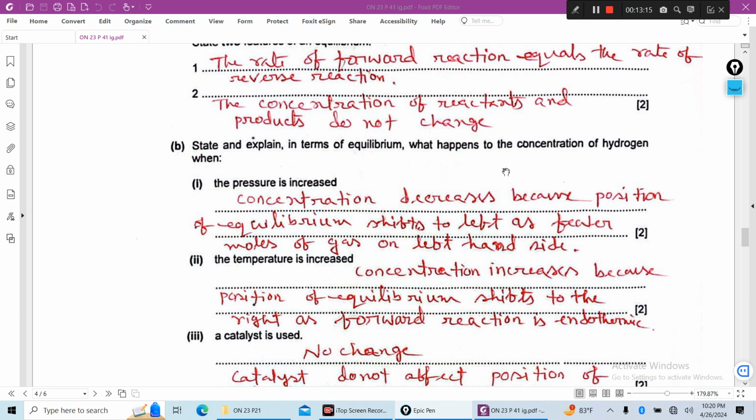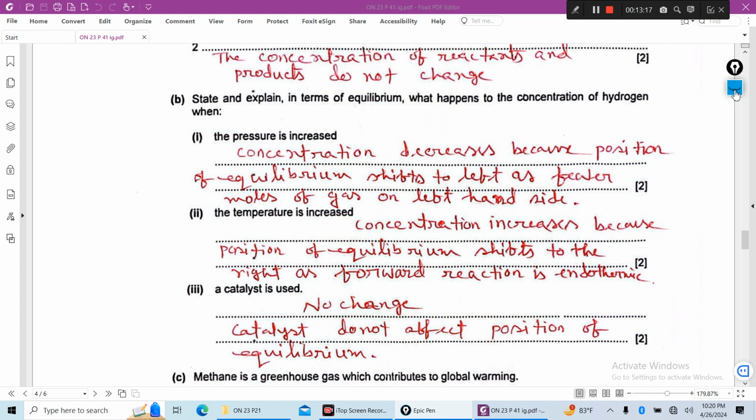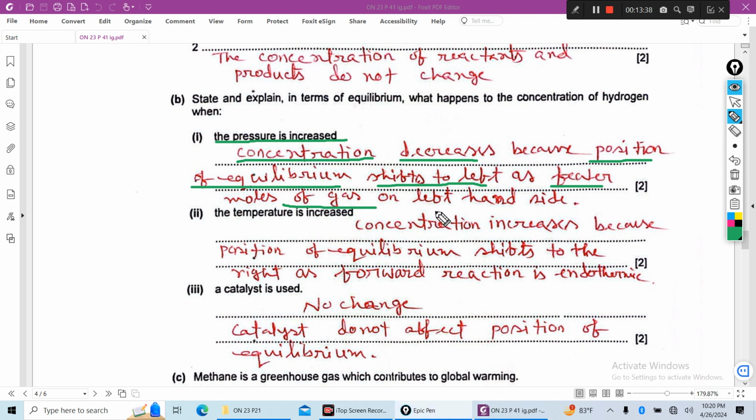Now you see the answer. The pressure is increased, so concentration of hydrogen decreases because position of equilibrium moves right to left, or shifts to the left, as there are fewer moles of gas on left hand side.